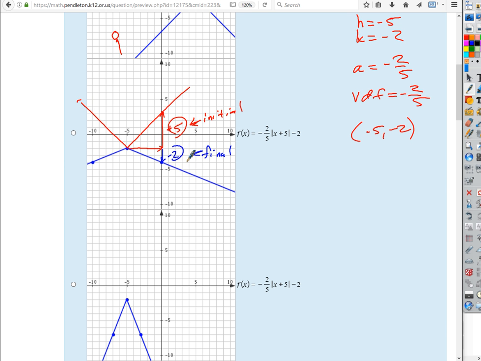The other way you can think about that too is if this is what we started with, if I multiply my original vertical difference by the dilation factor, -2/5, 5 times -2/5 is -2, isn't it? So it did what it was supposed to. Okay, so that's it. Let's try one more of those, and maybe let's do a square root one.